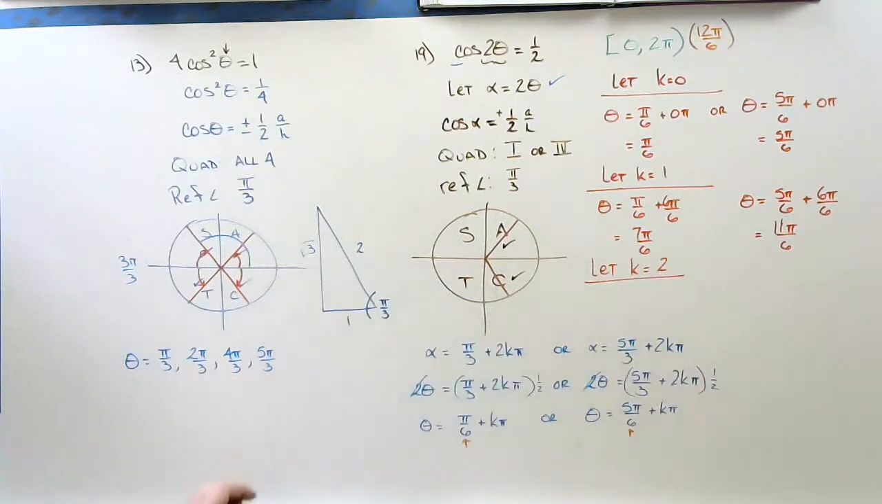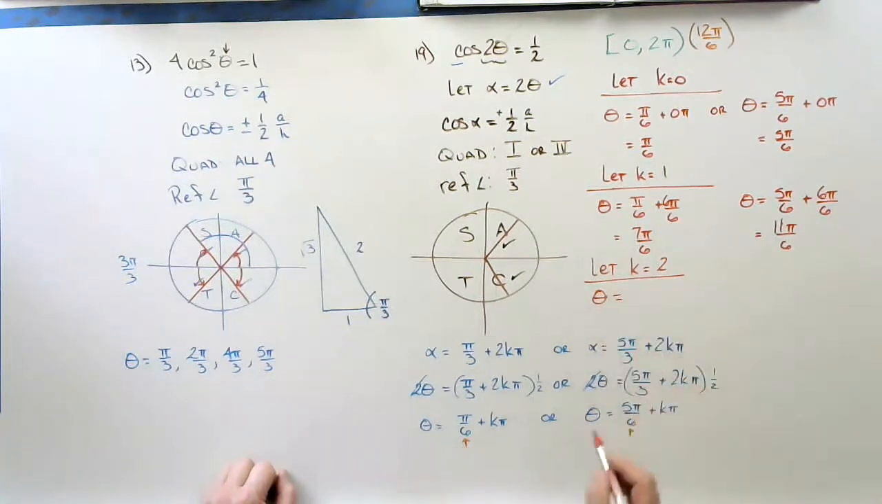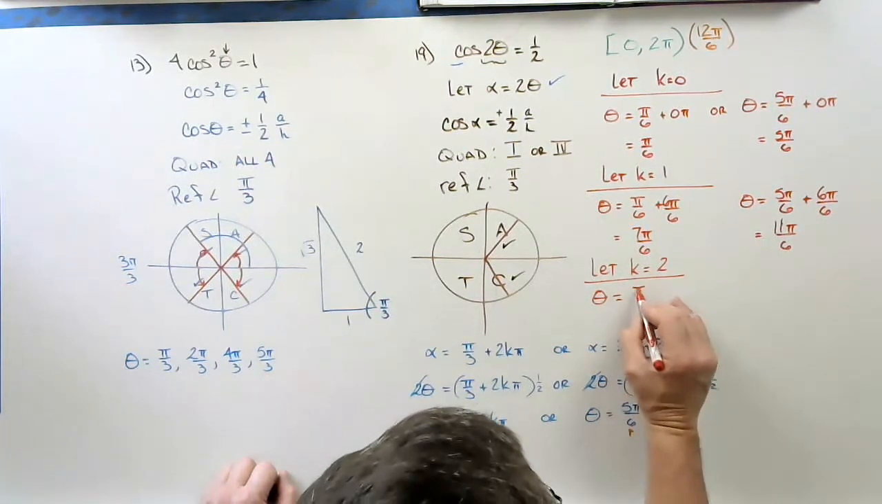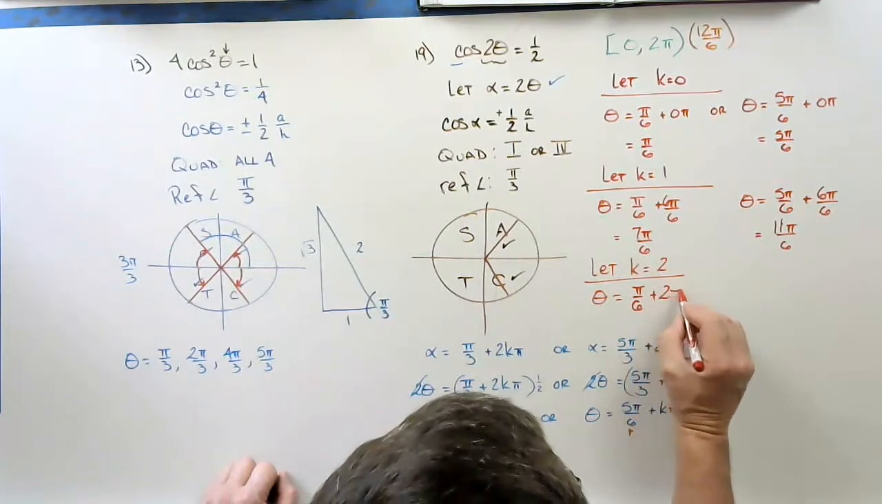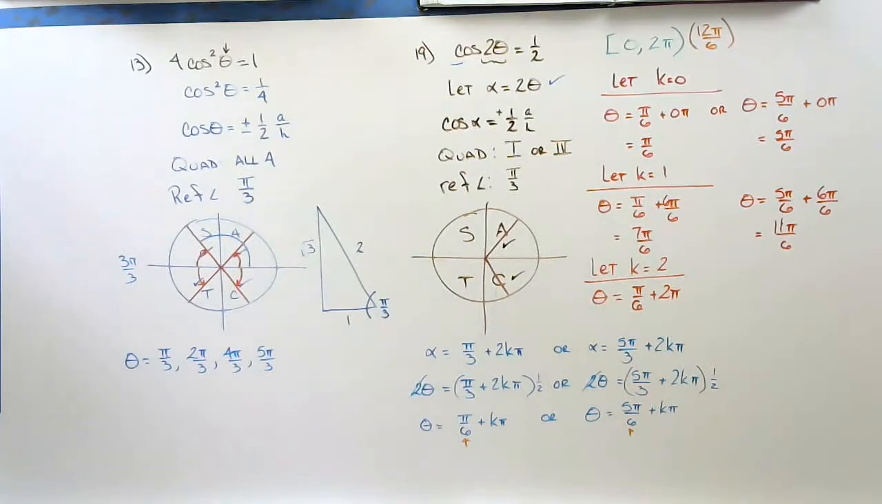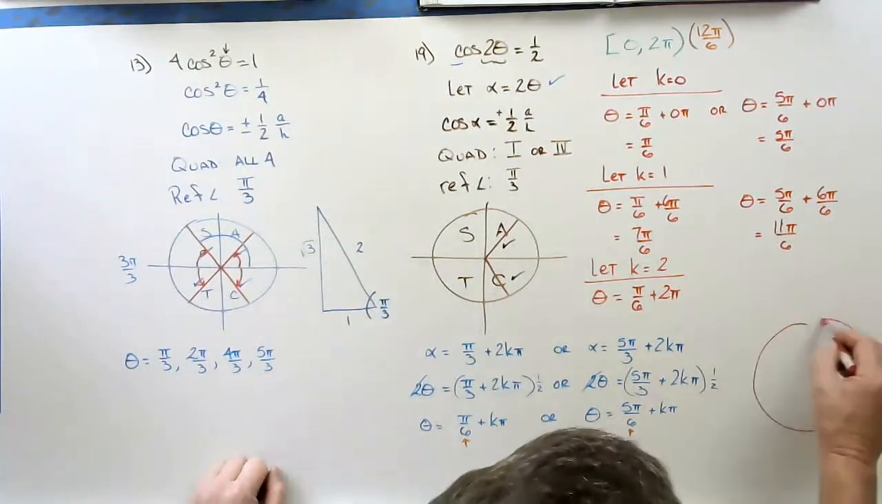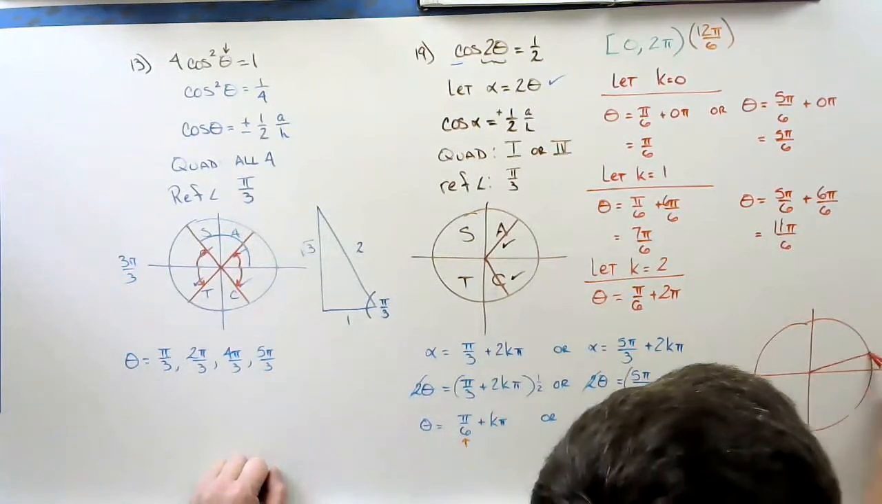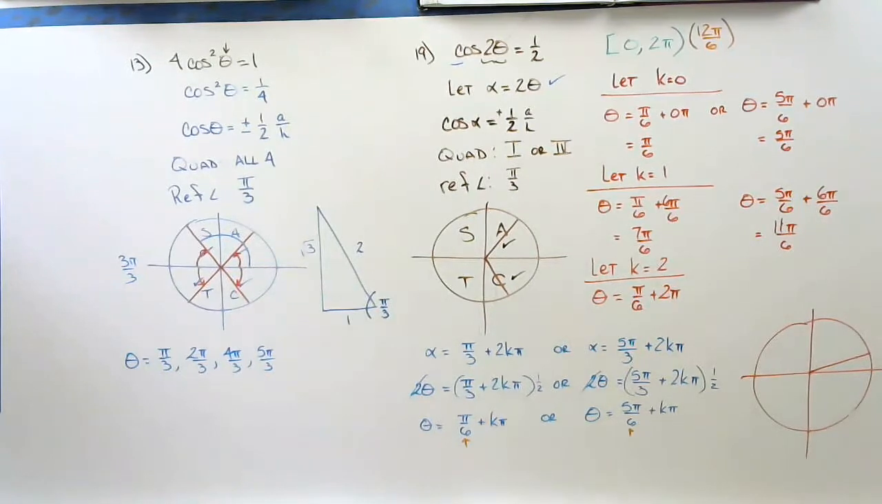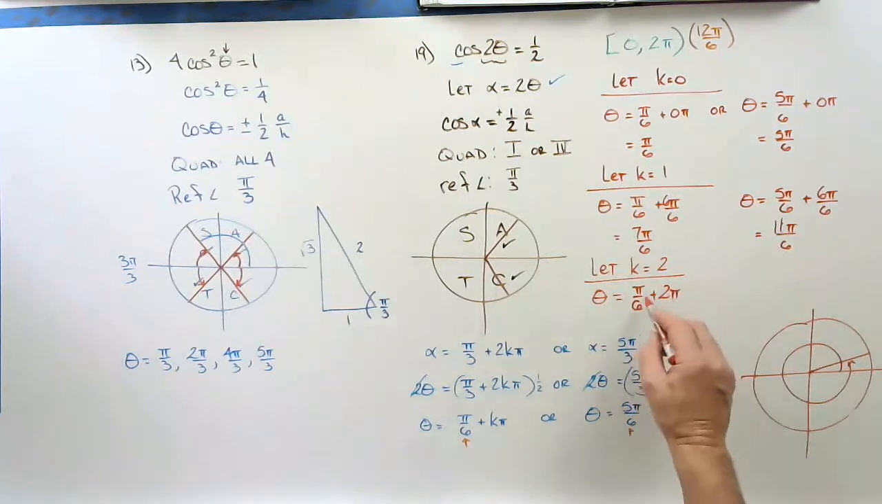I think you have an idea here that this is probably going to be too big, because when we write this down, look what it says. It says theta equals, k is 2, theta equals pi over 6 plus 2 pi. Well, let's just think about what that means. If we're adding 2 pi, let's just draw ourselves a unit circle right here. Here's pi over 6, 30 degrees. If we add 2 pi, we're going to go all the way around, 12 pi over 6, because 12 pi over 6 is 2 pi. So we're going to be too big here. So this we're going to get rid of.